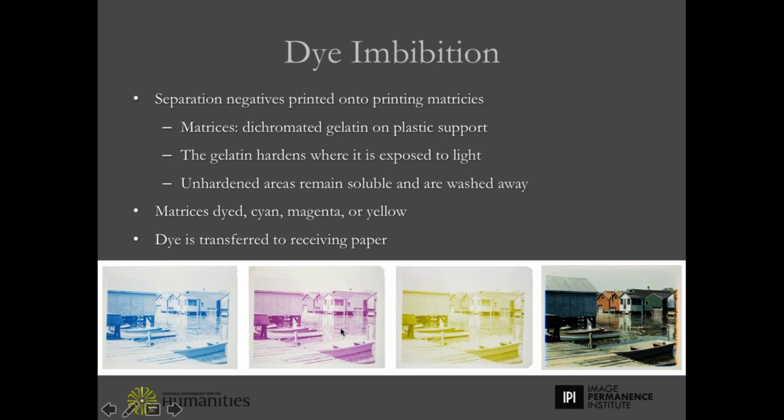And then the 3 dye images are transferred from the matrices onto a gelatin-coated receiving paper by squeegeeing the matrix in contact with the paper, each one in succession. So we put down our cyan, our magenta, our yellow. We transfer that dye one at a time onto the receiving paper, building up the image, and this is our full color positive print.